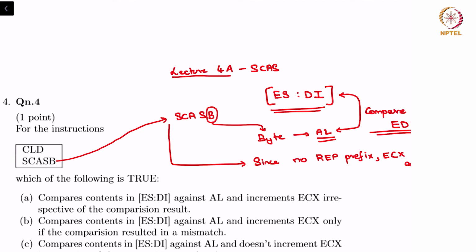And since we have done CLD, this has become auto increment mode, right? Which means after comparing, it will increment EDI. But there is no rep prefix over here. So ECX will not be affected. So the answer is that it doesn't increment ECX irrespective of the comparison result. And it of course compares the contents of ES:DI against AL.